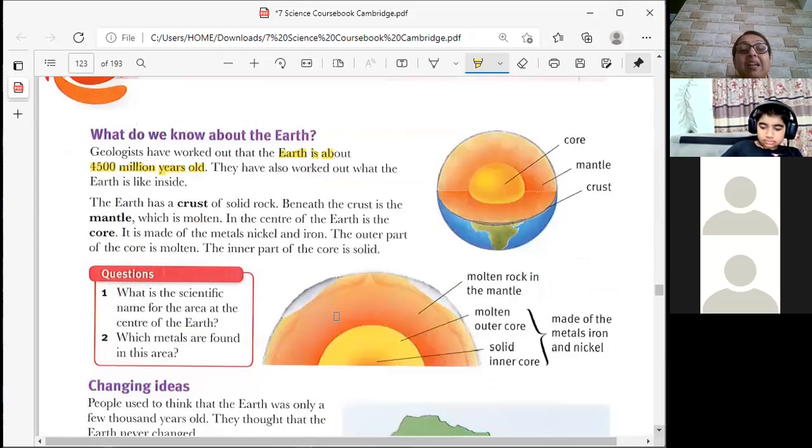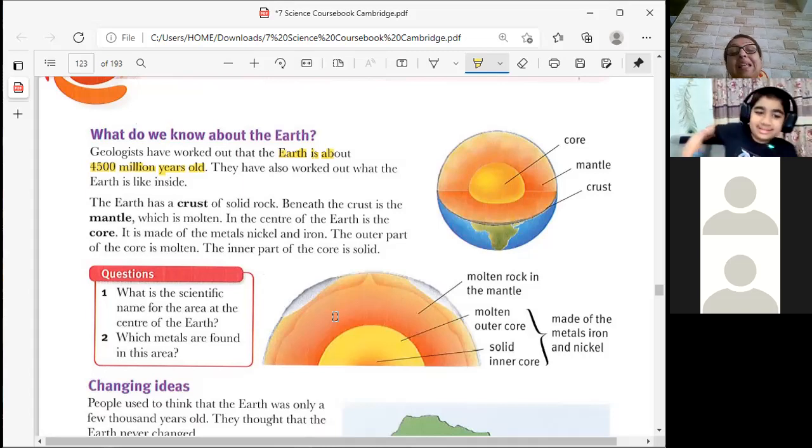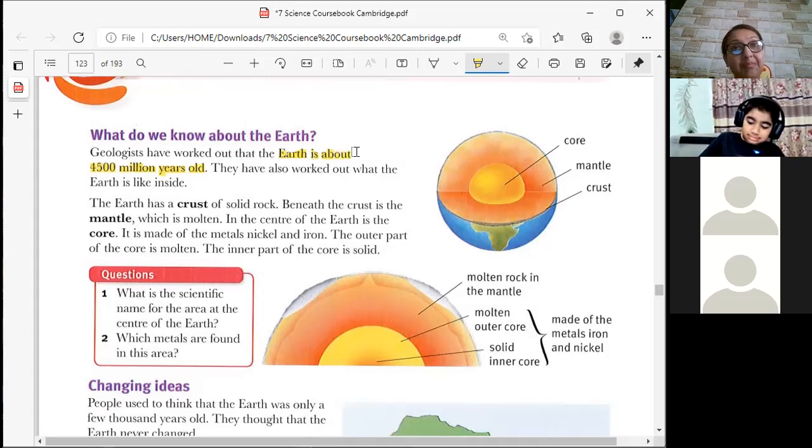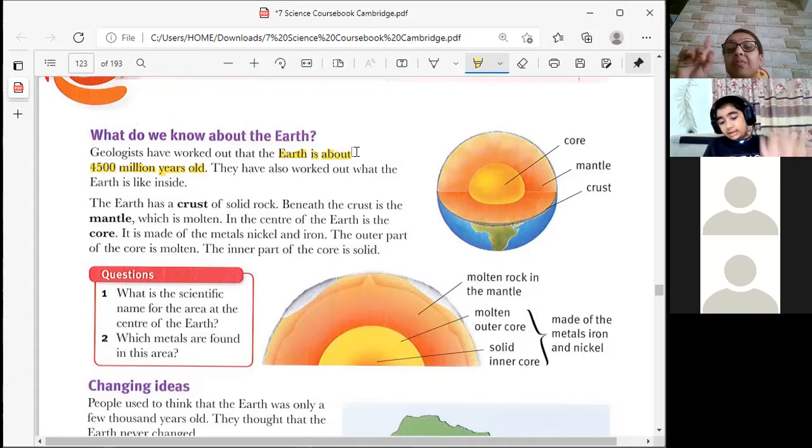Ma'am, if the earth is 4,000 million... No, nothing, I did a wrong calculation. He read only 4,500, he didn't read the million, so he got confused. If the earth is 4,500 million, then the bacteria is 3.5 billion? Right. Did the earth form, or did it come from another planet like Mars?